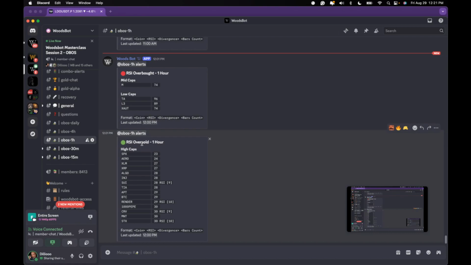And so it takes a bit of backtesting on your end. It takes getting active in the community, asking questions, and you can really create strategies from even just the OBOS bot. But you can start to combine bots as well, and it becomes really easy and intuitive for you to find trades every single day.